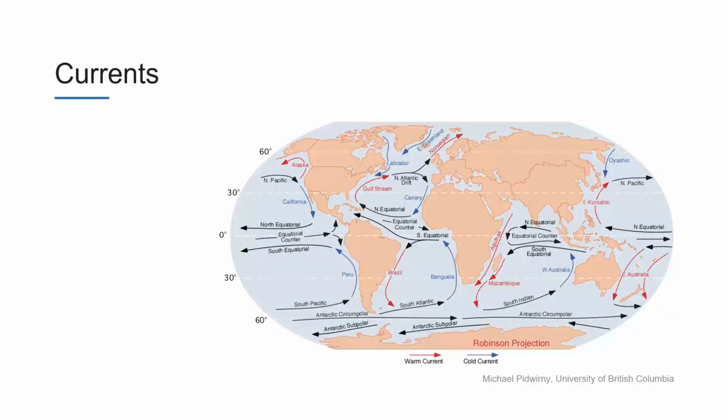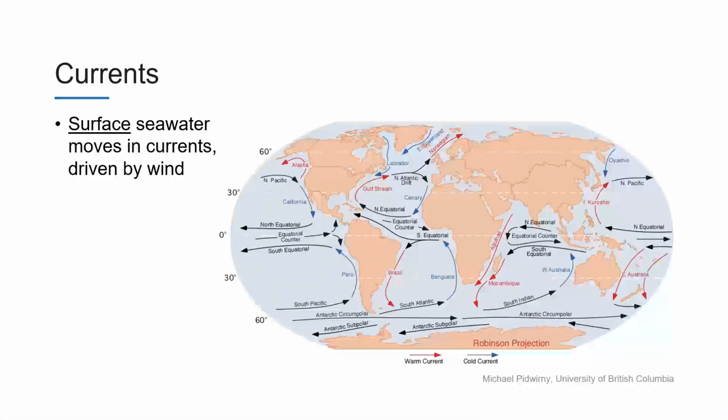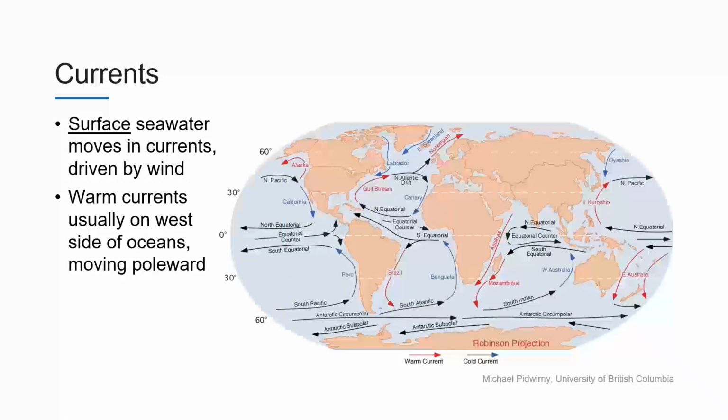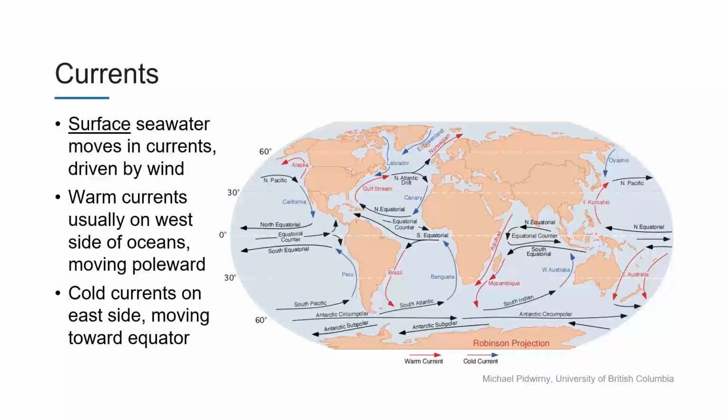And not only does water move vertically, but it also moves horizontally in currents. This should remind you of the way air moves, because at the surface, ocean water is moved by the wind. We see warm currents in red, usually along the west side of oceans. This is because that warmer water is moving toward the poles. Inversely, we see cold currents, usually on the east side of oceans, moving toward the equator. So, for example, the California current moving along our coast is a cold current because it comes from the north along the eastern edge of the Pacific Ocean and moves toward the equator.